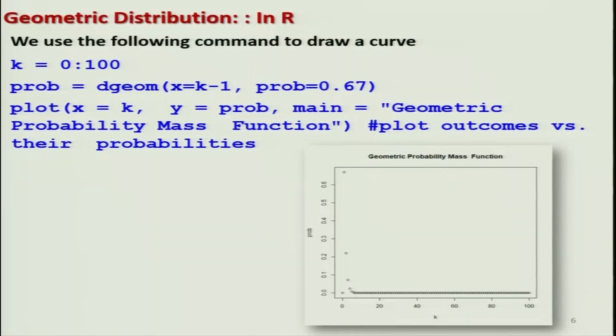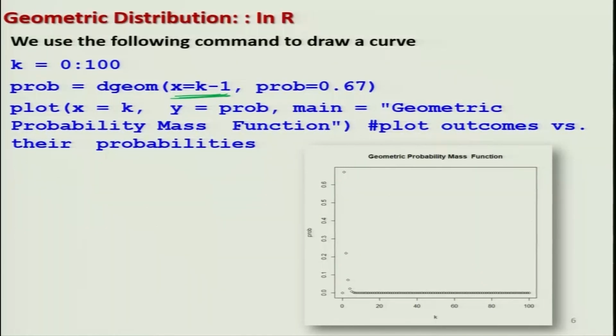As usual, as we have done earlier, we simply try to plot the probabilities, and in order to plot them we are going to take the value of k starting from 0 to 100, but you can see here that in this case your x will actually be k minus 1.